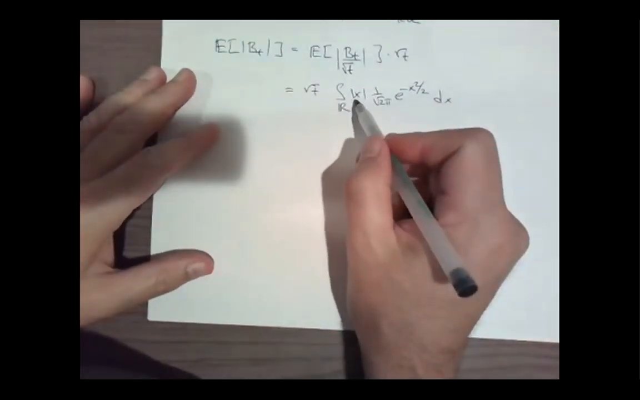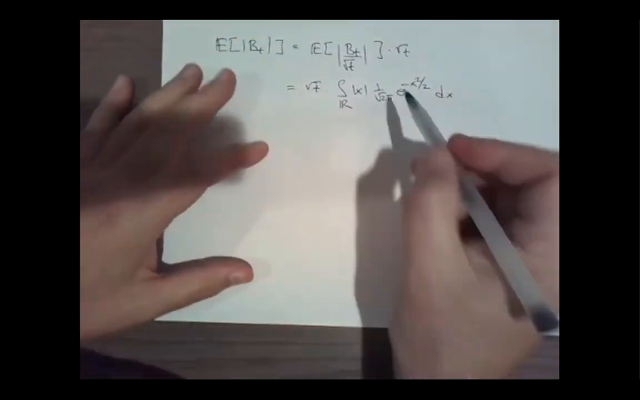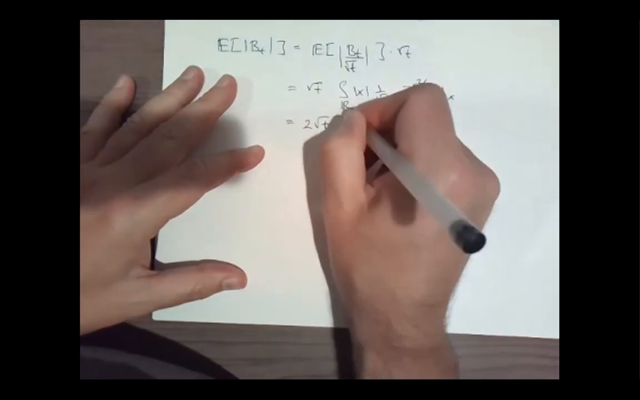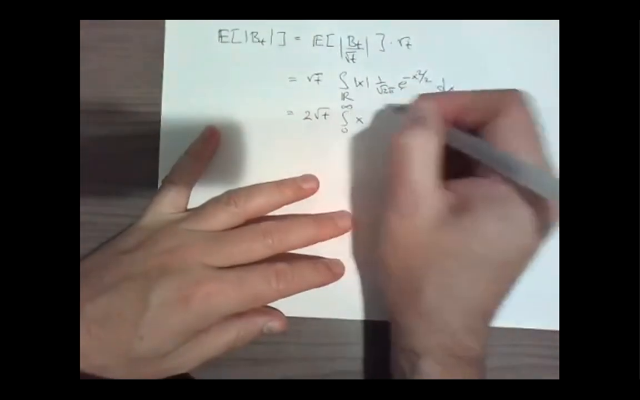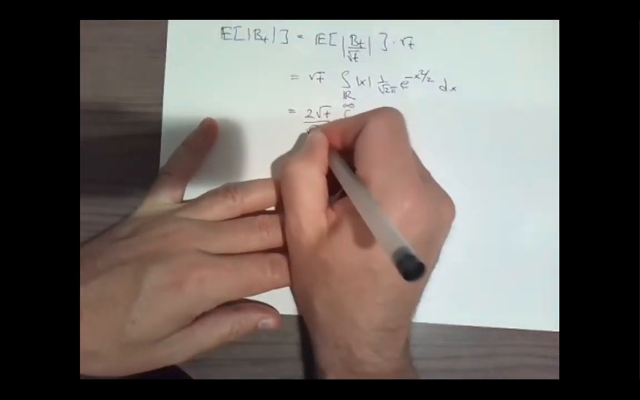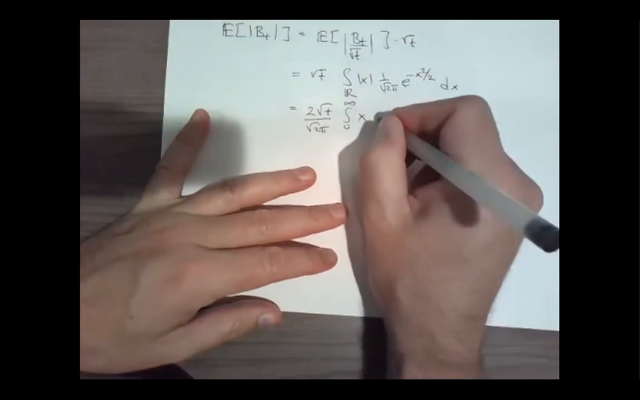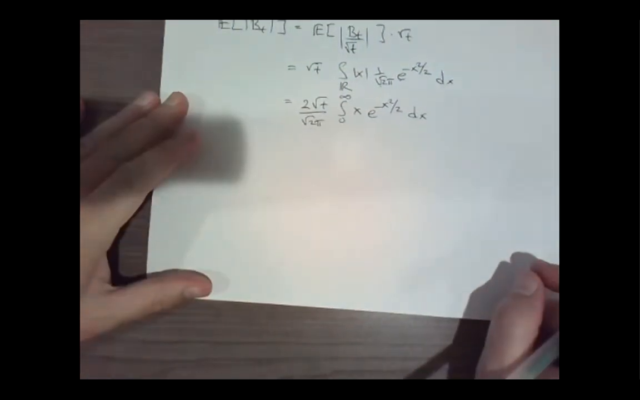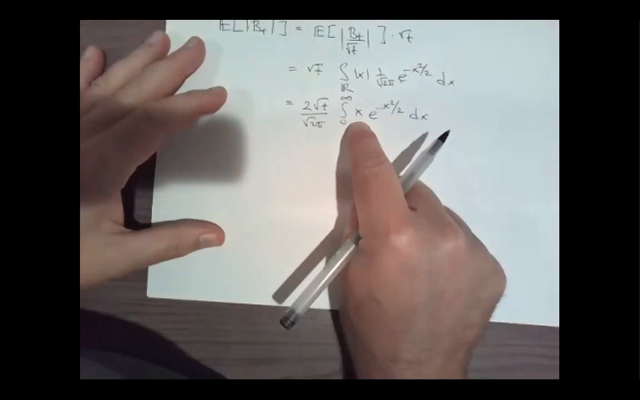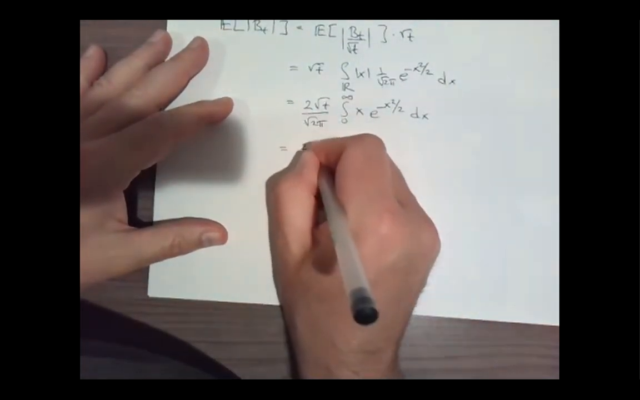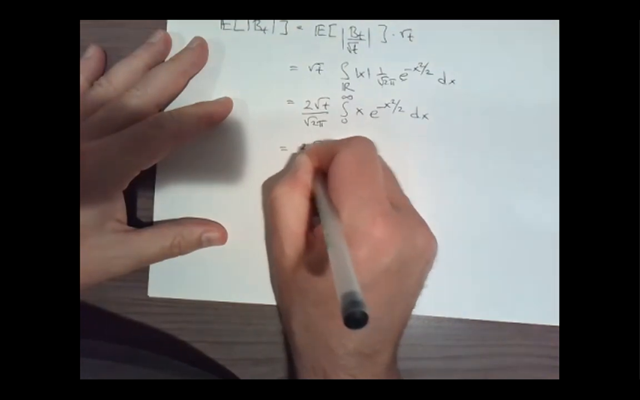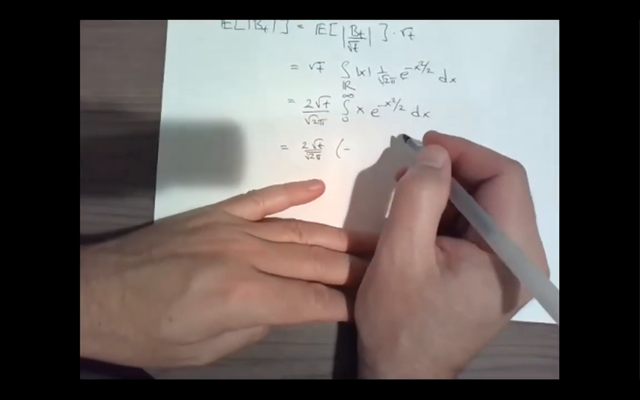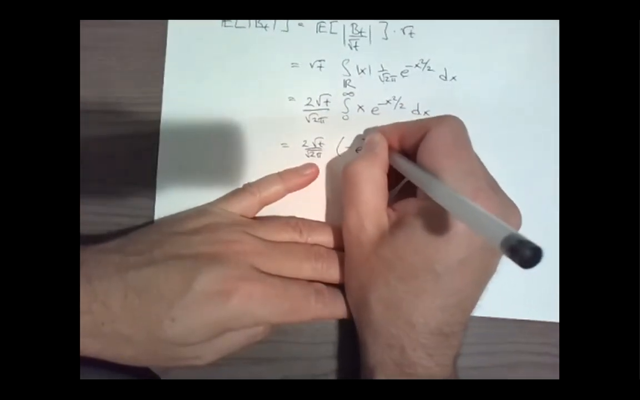And then I can see there's something with symmetry in here. This is a symmetric function, so I can write this as 2 times root t, an integral from 0 to infinity, and then an x, and then I have this root 2 pi e to the minus x squared over 2 dx. Because I have an x here, I can write this as 2 root t over root 2 pi, and then I'll have minus e to the minus x squared divided by 2.